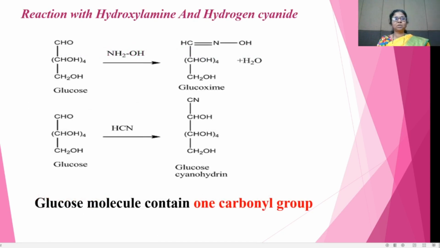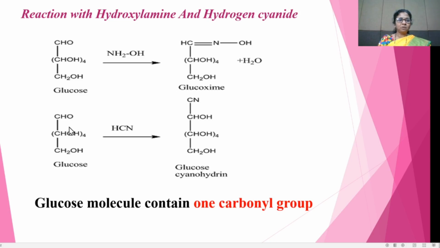Now see the reaction with hydroxylamine and hydrogen cyanide. When glucose reacts with hydroxylamine, it gives glucose oxime, that means formation of oximes. Here the aldehyde group reacts, forming the C=NOH group, the oxime, and a water molecule. So glucose reacts with hydroxylamine to give oximes.